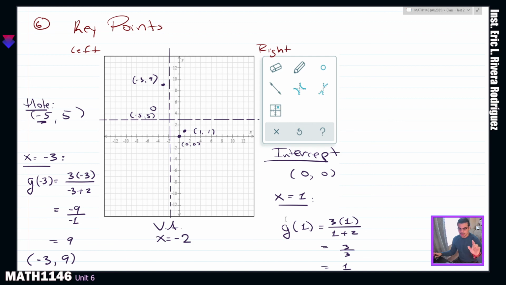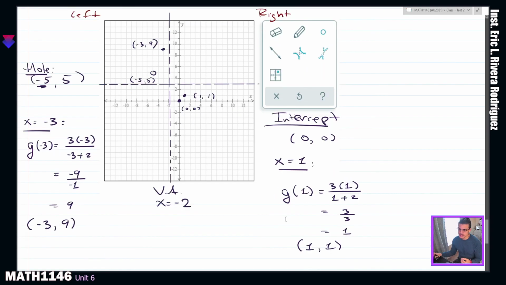Okay. As key points we are going to consider holes and intercepts. If we have a hole, we can use its location as a point for the graph, but remember that we need to use an open circle there. Okay. For any other key point that we need to find, we are going to select specific x values to get those points. On this occasion, I used x equal -3 and x equal 1, the first one for the left side and the second one for the right side.